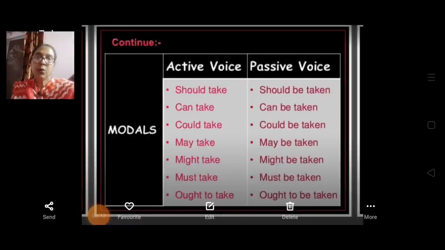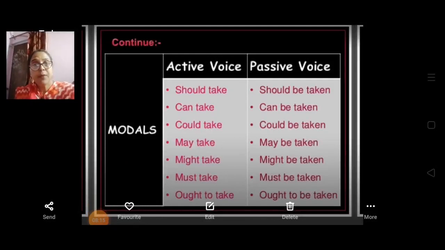Now we are going to talk about modals. If in the active voice it is written modals, and it is written should, can, could, may, might, must, ought to, so how are we going to change it in the passive voice? If it is written should take, we will change it in passive voice to should be taken. If it is written can take, in passive voice we change it to can be taken. If it is written could take, it will change in passive voice to could be taken.